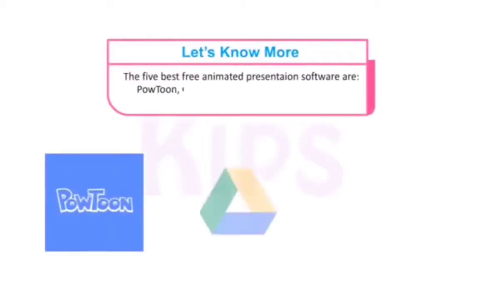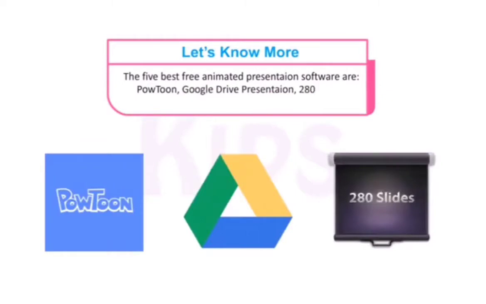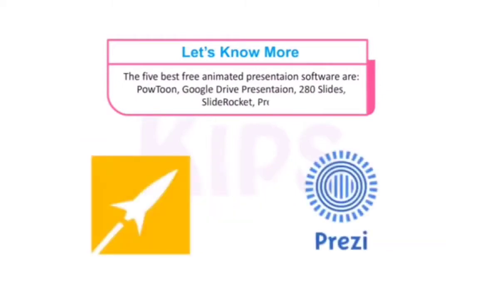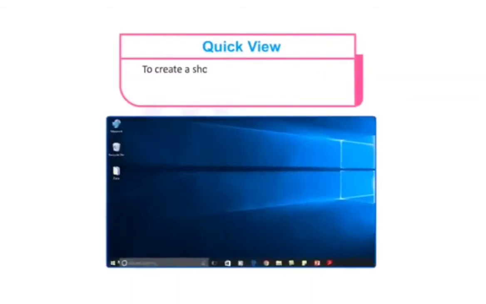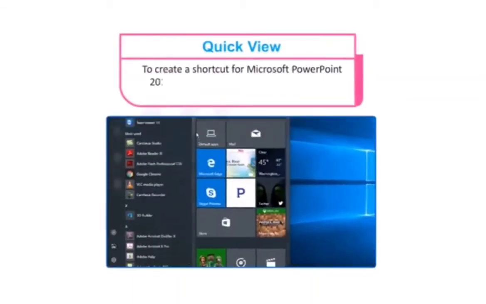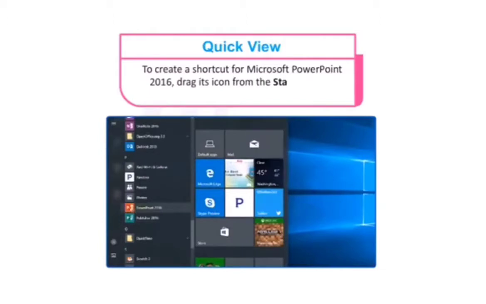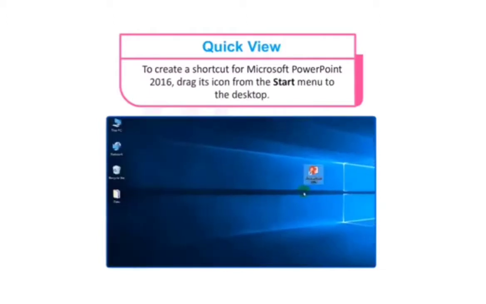Let's know more. The 5 best free animated and presentation softwares are Powtoon, Google Drive Presentation, 280 Slides, SlideRocket, Prezi. Quick View. To create a shortcut for Microsoft PowerPoint 2016, drag its icon from the Start menu to Desktop.